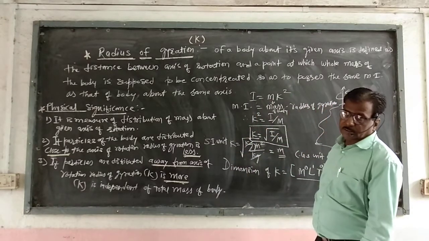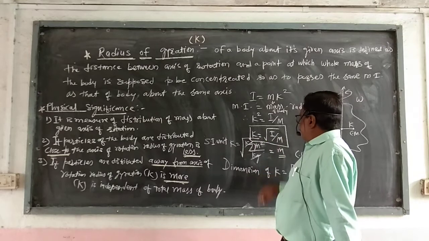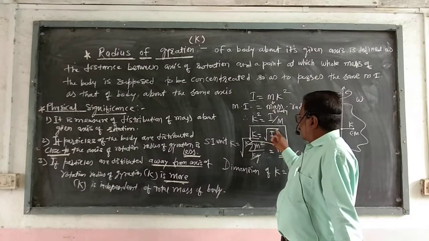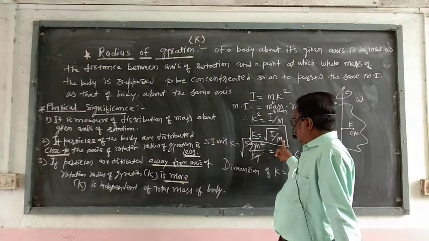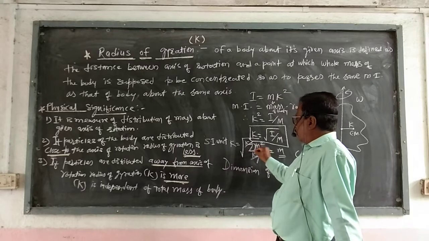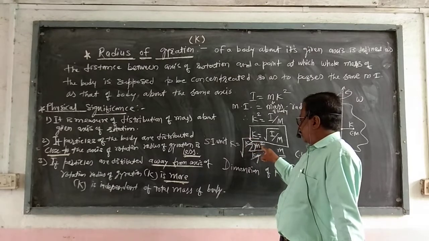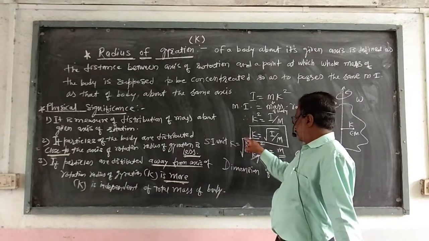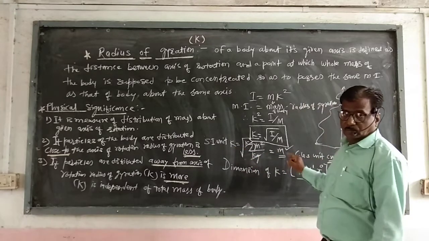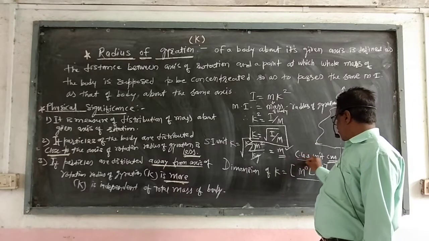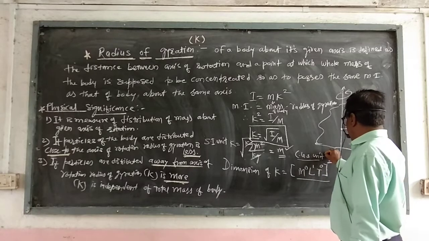Now we find out the SI unit of radius of gyration. We have the formula K equal to root of I upon M. I is the moment of inertia. The SI unit of moment of inertia is kilogram meter squared, divided by M, where M is mass, in kilogram. So kilogram gets cancelled. We get the SI unit of K equal to under root of meter squared. Here the meter squared and the square root get cancelled. So the SI unit of radius of gyration is equal to meter. Similarly, the CGS unit of radius of gyration is centimeter.